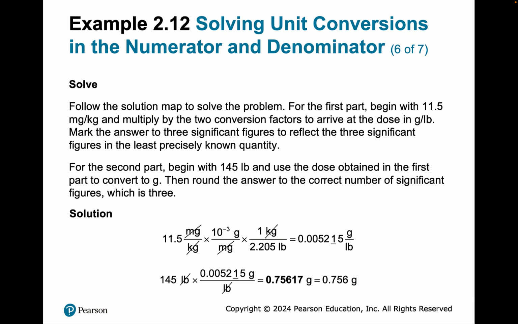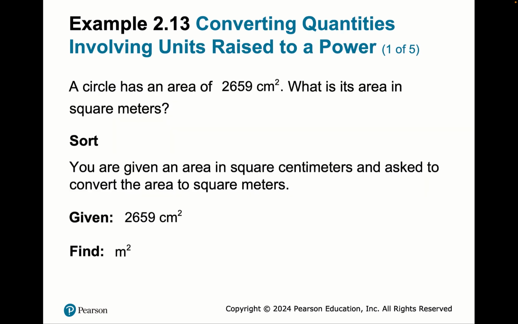I would do 0.001 grams per milligram, and then kilograms to pounds, and you see everything cancels out, and you get 0.0052. How many sig figs do we have? 3. So 0.00522 grams per pound. And then we have a 145 pound person, and then go through, and we get the answer to 3 sig figs, 0.756 grams.